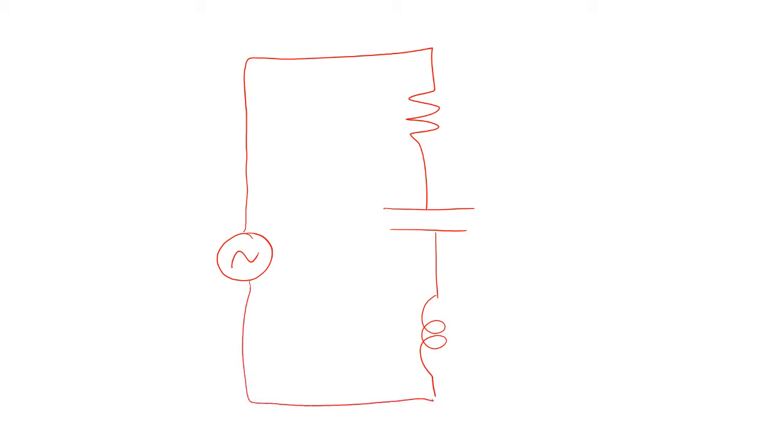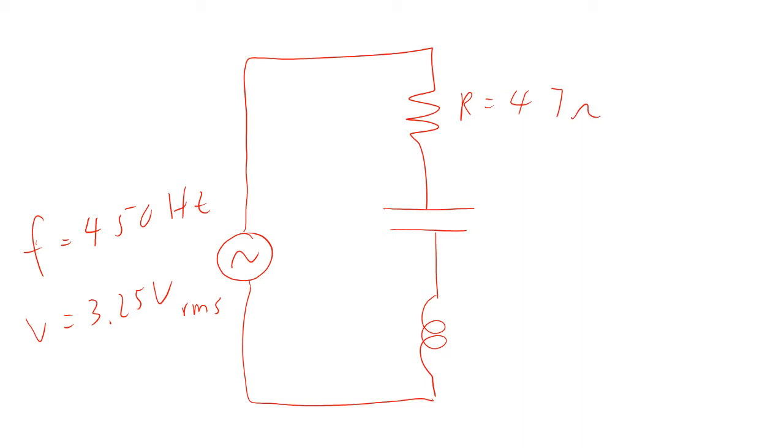And I'm going to say that the power supply here has a frequency of 450 hertz, and the voltage is going to be 3.25 volts RMS value. Okay, and the resistance is going to be 47 ohms, and the capacitance here is going to be 5.44 microfarads, and the inductance is going to be 17.3 millihenries.